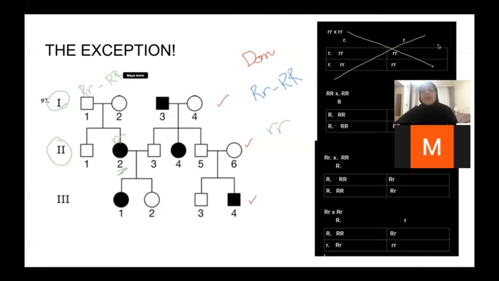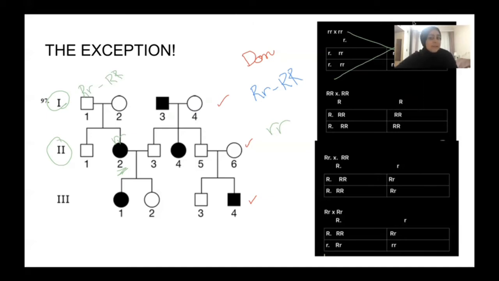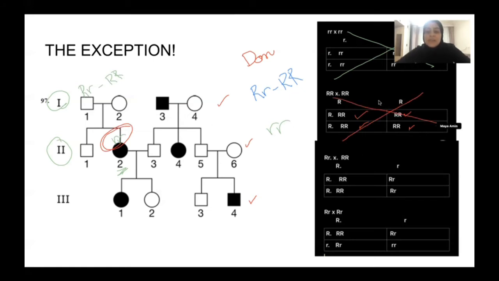So how are we going to know if it is heterozygous or homozygous dominant? Okay, so let's first cross two homozygous dominant together. So R capital crossed with R capital in this Punnett square will get all dominant kids, which is not applied here in this pedigree. So this cross cannot be applied here, so this is not correct.